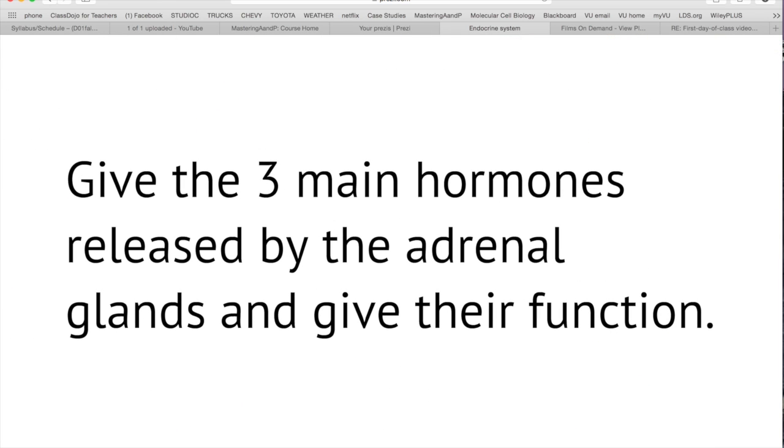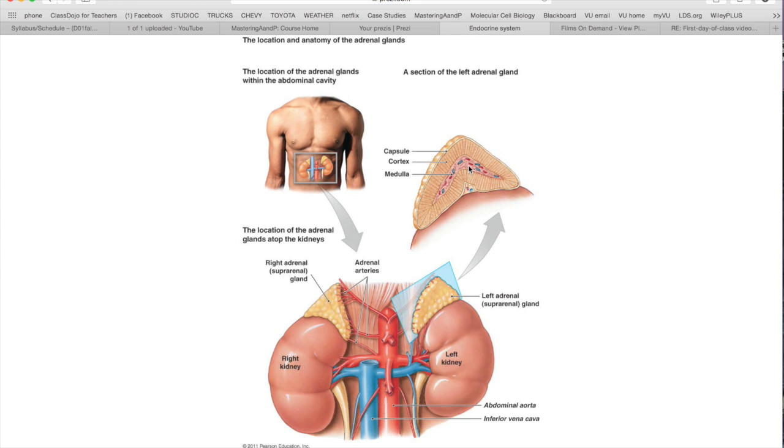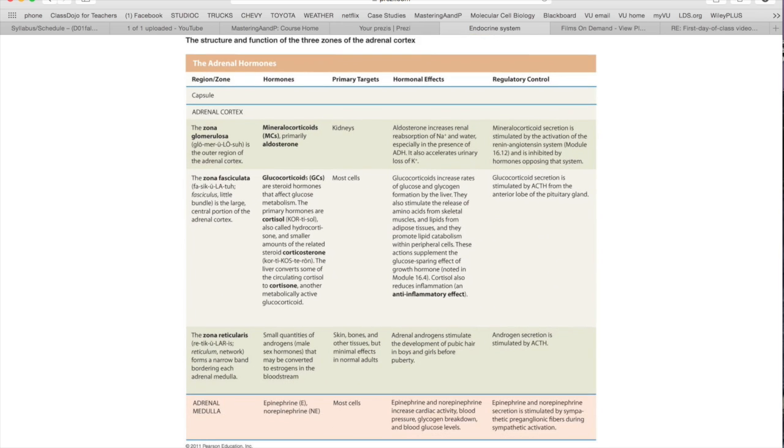Then the three main hormones released by the adrenal glands and their function. Here's the adrenal gland, and this table shows the hormones. So first we have mineralocorticoids, mainly aldosterone, and aldosterone increases the absorption of sodium and water. Water follows the sodium. We'll talk about it more in detail when we get to the fluid balance chapter.